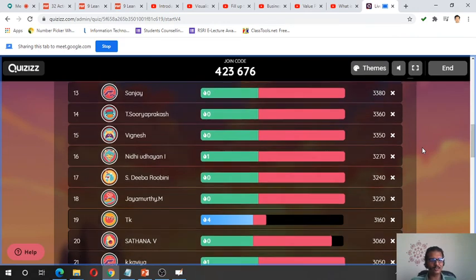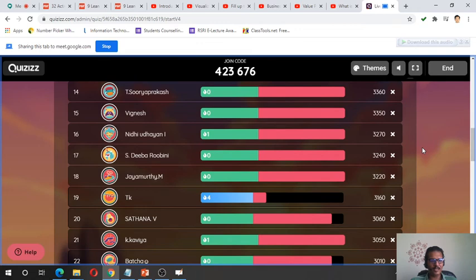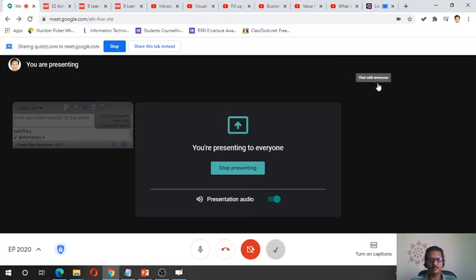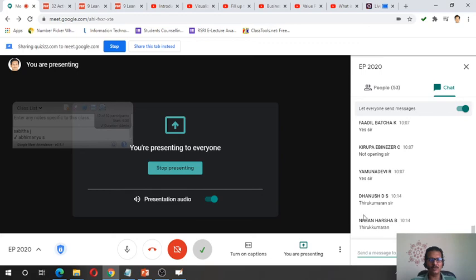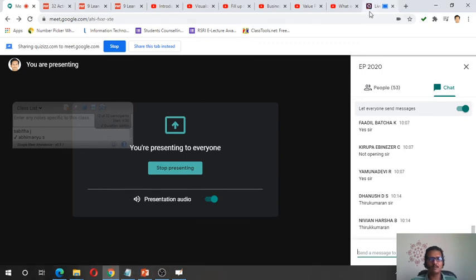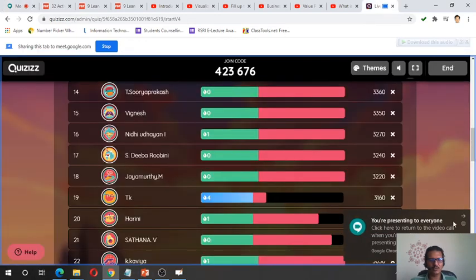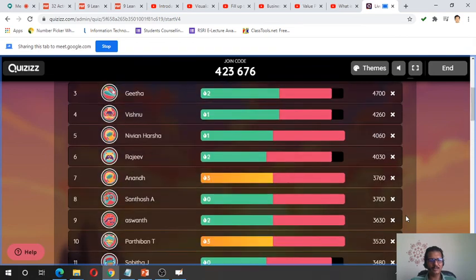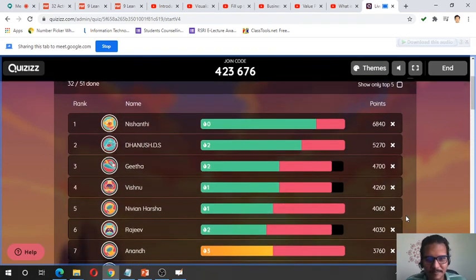Jayamurthy in 18th, TK. Who's this TK? Who's TK? Tirukumaran. Okay, okay. So I think Tirukumaran, if he finishes, he might come to the top. Arini is in 20th. Okay.